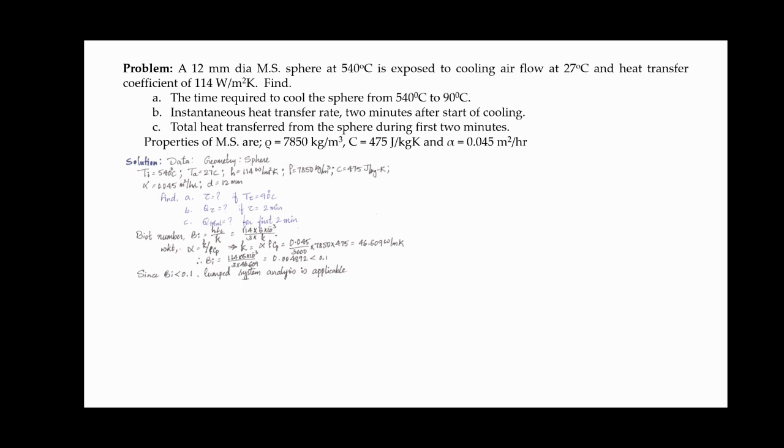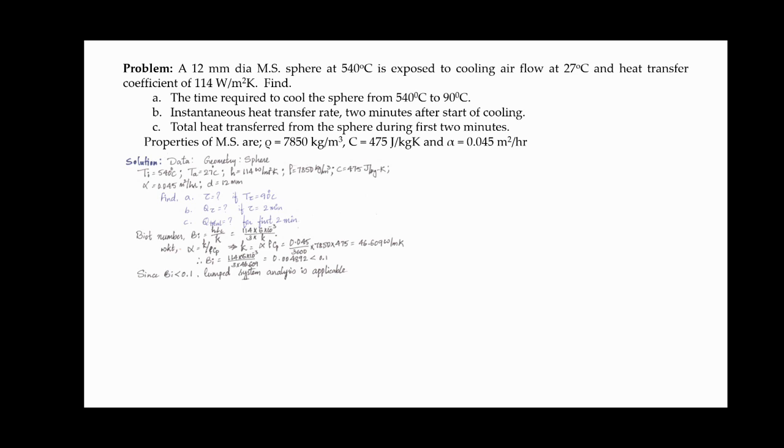Here alpha is given as 0.045 meter square per hour. It is given in terms of hour, which needs to be converted into meter square per second. So that is done by dividing alpha by 3600. So k will be equal to 0.045 divided by 3600 into 7850 into 475, which will be equal to 46.609 watt per meter Kelvin. Now I'll substitute this in the Biot number equation, and we will get a Biot number of 0.004892, which is less than 0.1. Since Biot number is less than 0.1, lump system analysis is applicable in this case.